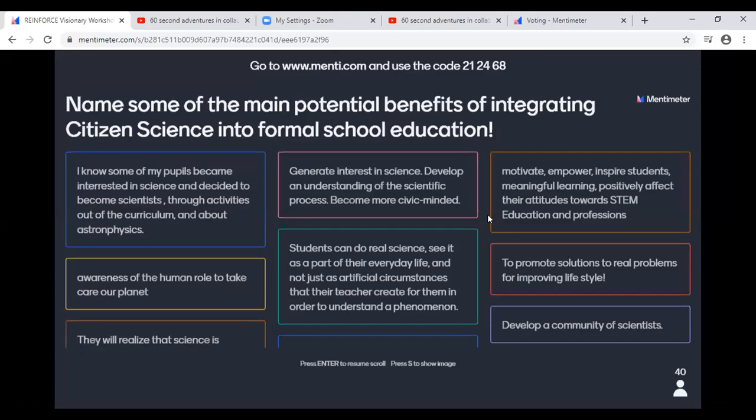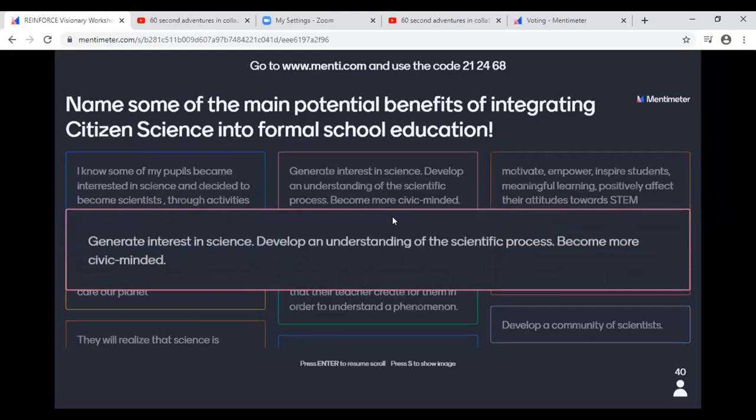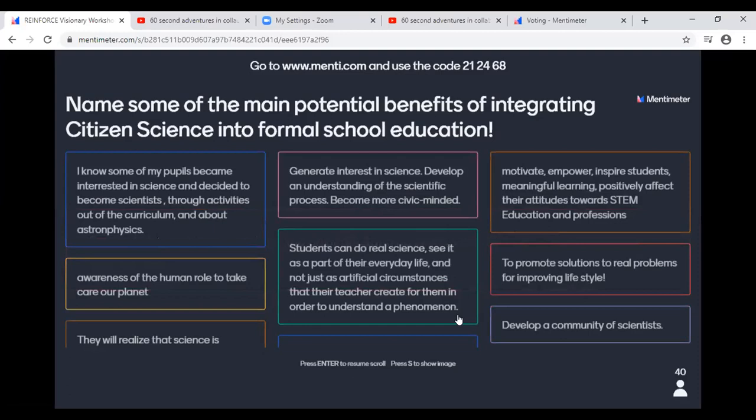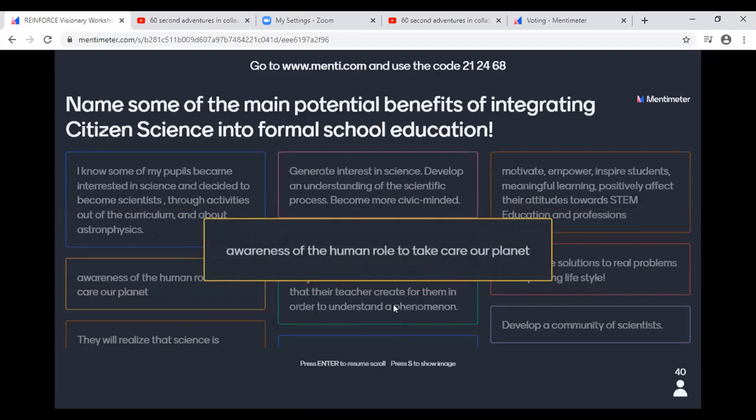And that these are activities maybe outside of the curriculum, I see. Okay, again, the next point is also about generating interest in science, developing an understanding of the scientific process, and also becoming civic minded. So it's about supporting civic understanding. I'm lost for the word at the moment. Awareness of the human role to take care of our planet. So awareness about, in general, the environment, I suppose, and the effects that humans could have. Okay, that's an interesting point.